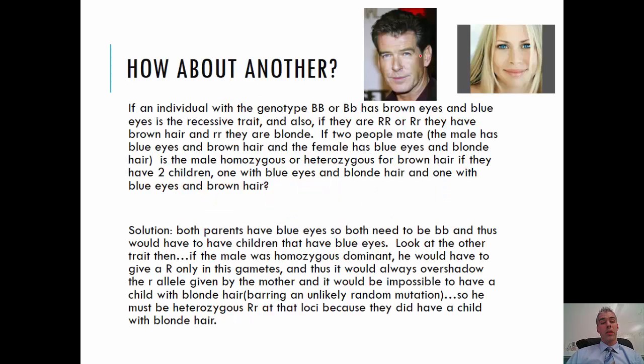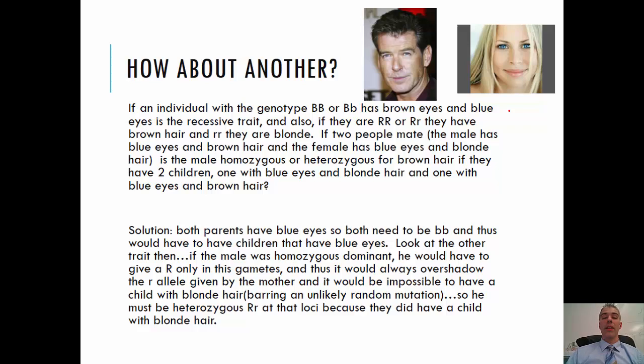All right, let's try another problem here. An individual with the genotype big B, big B or big B, little b has brown eyes, and blue eyes is the recessive trait. That means you'll be little b, little b if you have blue eyes. Also, if they are big R, big R or big R, little r, they'll have brown hair, and little r, little r are blonde. If 2 people mate, the male has blue eyes and brown hair, just like this guy, who's Pierce Brosnan, and mates with a female that has blue eyes and blonde hair. I don't know who that is, generic person on the internet. Is the male homozygous or heterozygous for brown hair if they have 2 children, one with blue eyes and blonde hair and one with blue eyes and brown hair?